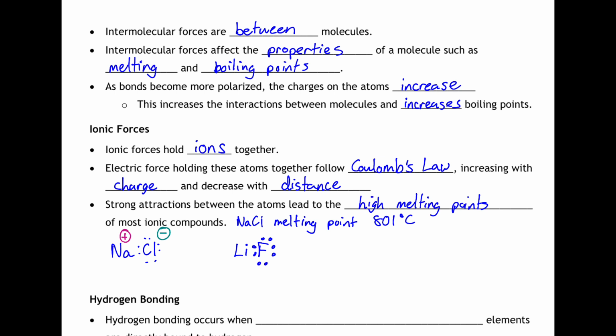Are lithium and fluorine big or small? They're both very small, so they can get really close together. So they actually have a really strong charge. Melting point will also be really high. Both of them are pretty small.